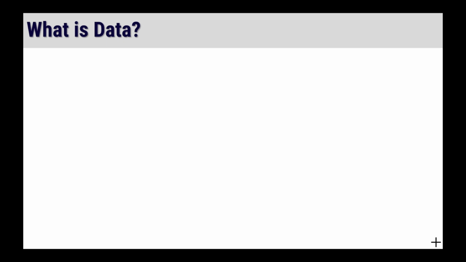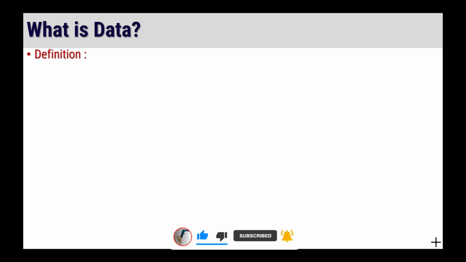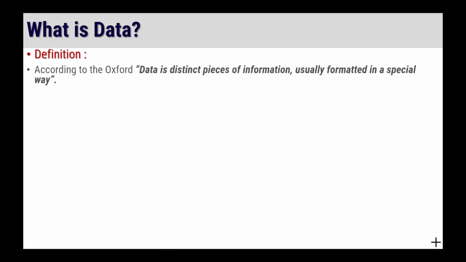Before we understand supervised machine learning and unsupervised machine learning, it is necessary to understand what is data, because it is the foundation of it. Now, data is nothing but information. We know that it is everywhere around us, and it is the foundation of machine learning. According to Oxford Dictionary, data means distinct pieces of information which is usually formatted in a special manner.